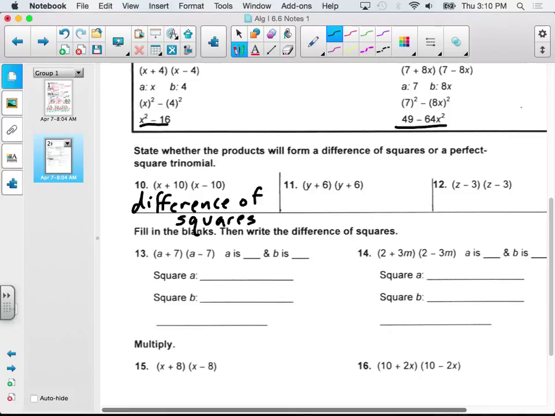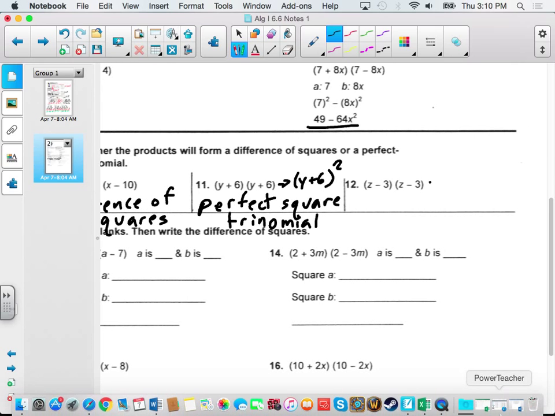How about 11? If it's going to be a perfect square trinomial, we should be able to rename it as something, right? And what would that be? Y plus 6 squared. Since we can do that, we know that it will give us a perfect square trinomial. And while I'm writing this one, you tell me what number 12 is going to be. Perfect, because we can rewrite this as z minus 3 squared. You guys are good at this.